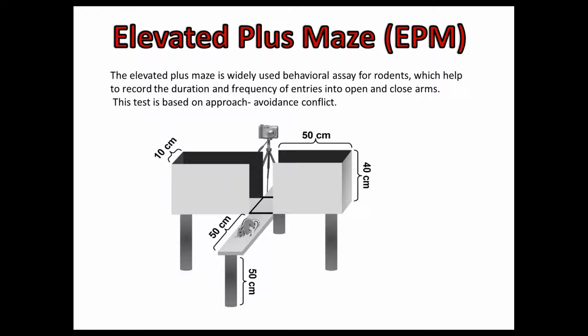The test is based on the approach-avoidance conflict, meaning animals have the tendency to explore novel environments and an unconditional fear of high and open spaces. Likewise, if the animals decrease the number of entries into the open arm and the time spent in the open arm, then they are said to be anxiogenic animals.